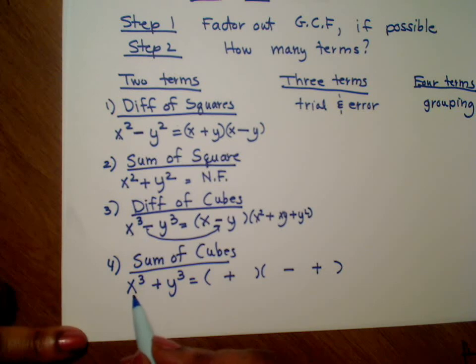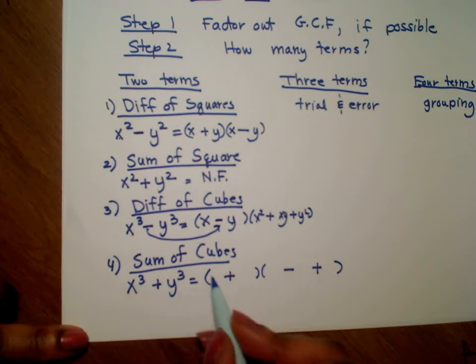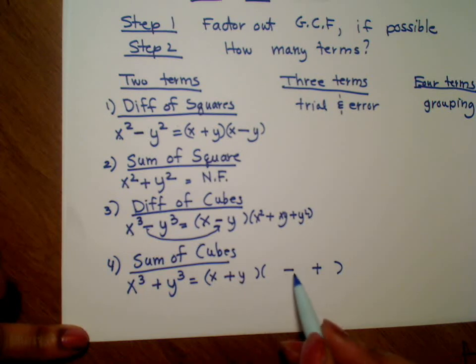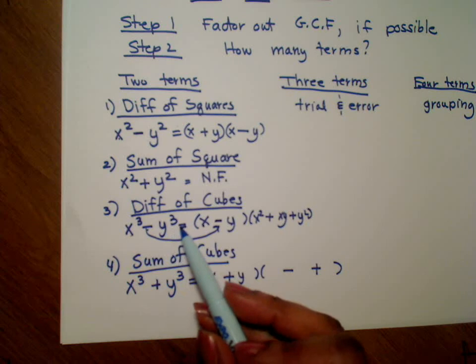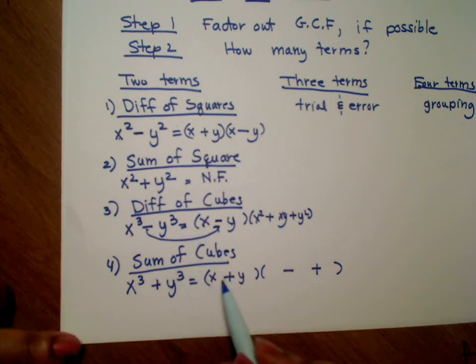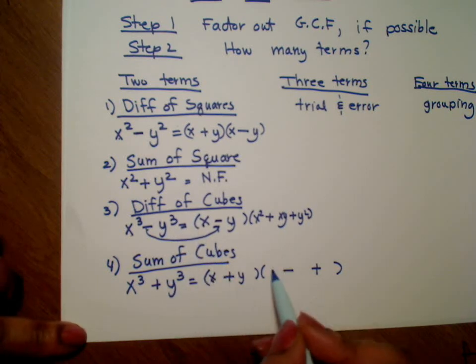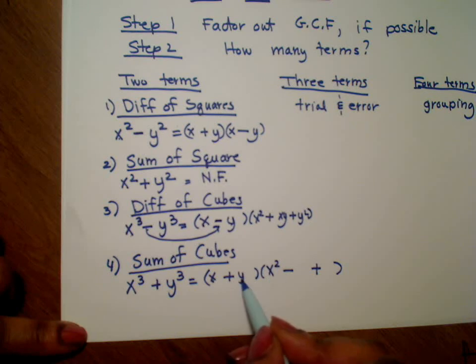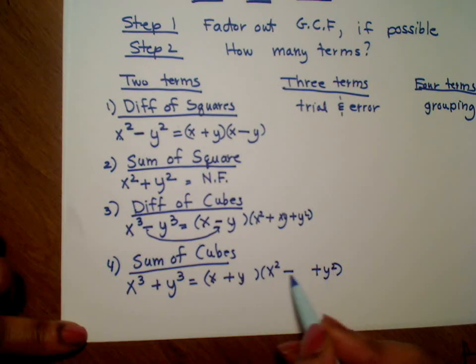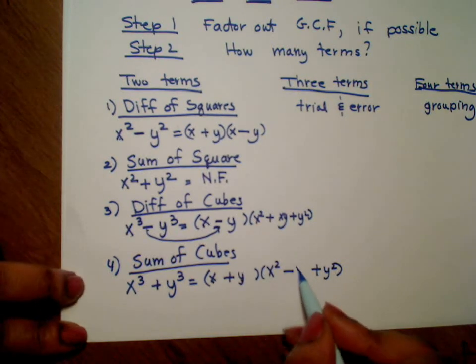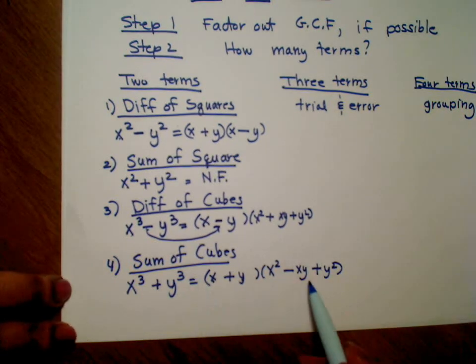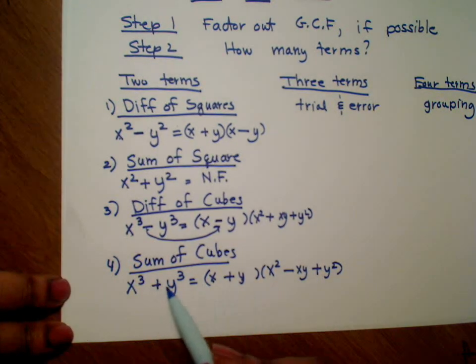So I'm going to take the cube root of the first one, the cube root of the second. Now, to fill in the remaining 3 terms, I'm going to do the same thing that I did with the one previously. I'm going to take the first term here and square it, take the last one and square it, and then multiply the 2 together. Therefore, that will end up giving me the sum of cubes and the difference of cubes.